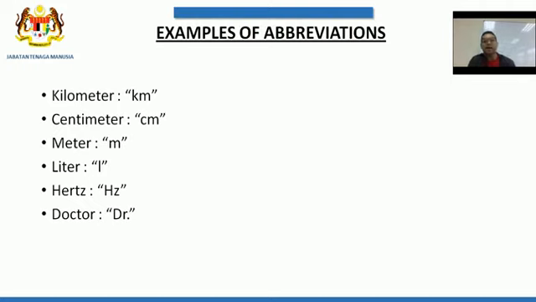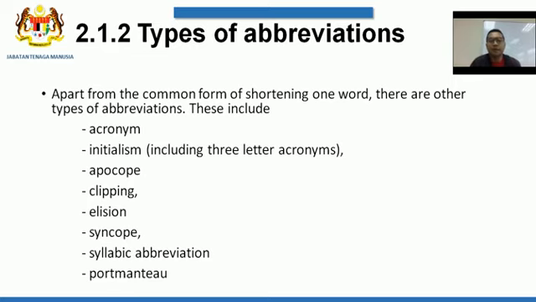So these are other examples of abbreviation, as you can see there. The first one is kilometer, as in km, centimeter, cm, meter, m, liter, l, hertz, Hz, doctor, Dr. Okay, let's move on. 2.1.2, types of abbreviation. These are the examples of abbreviation existing in language for language users. Apart from the common form of shortening one word, there are other types of abbreviation. These include acronym, initialism, including three-letter acronyms, apocope, clipping, allusion, syncope, syllabic abbreviation, and portmanteau.